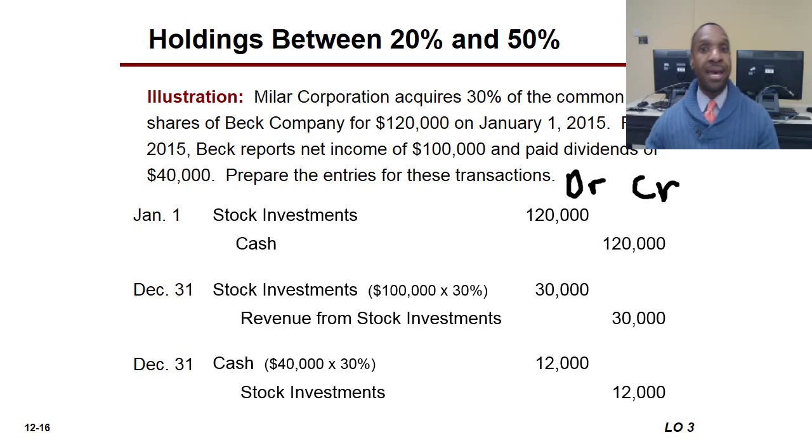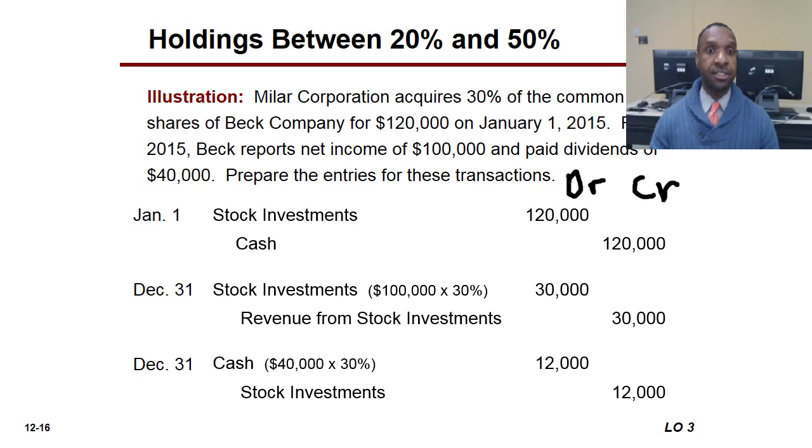So remember, Bet has a net income of $100,000. They paid out a portion. So the owners, the investors of the company, the shareholders are getting a share of that net income, right? $40,000 worth. So let's take a look at these entries. So we've got our stock investments, January 1st. That's $120,000, right? So that's increasing. You can only guess what's going to decrease, right? It's our cash, right? We're going to credit our cash for $120,000 for that stock investment.